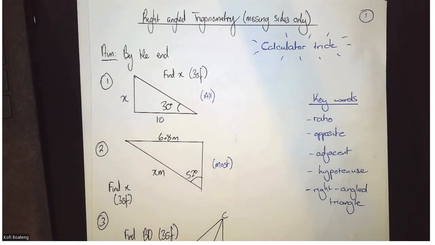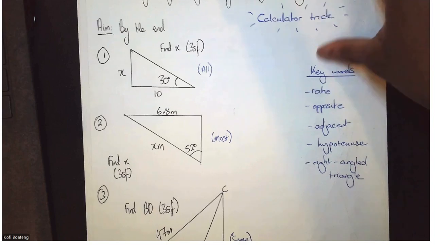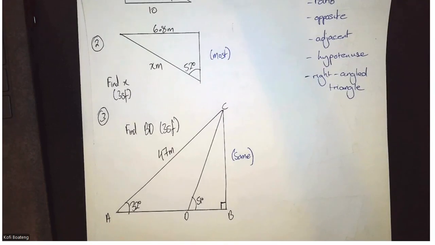Now, by the end of this video, the hope is everyone that watches this video from start to finish will be able to answer question 1. Most people will be able to answer question 2, which requires rearranging in the final step after you form the equation. And some of you will be able to answer a more complex question in SOH CAH TOA, which requires rearranging and double SOH CAH TOA.